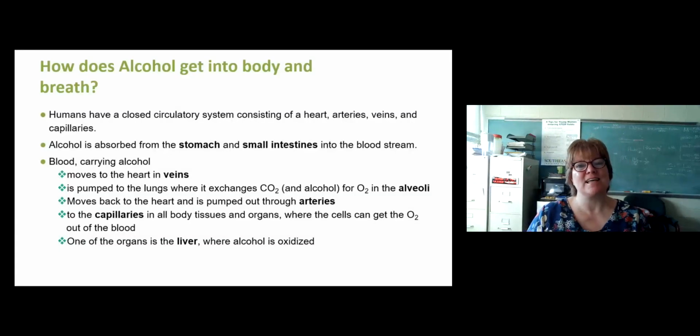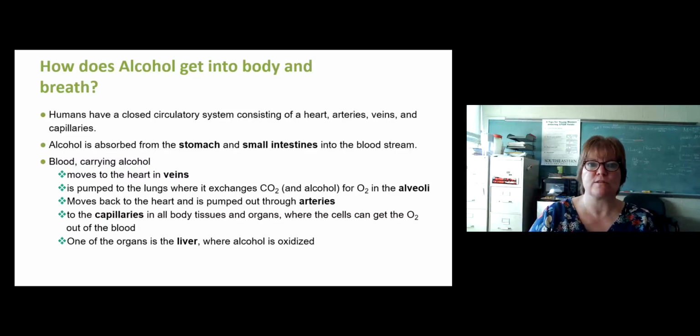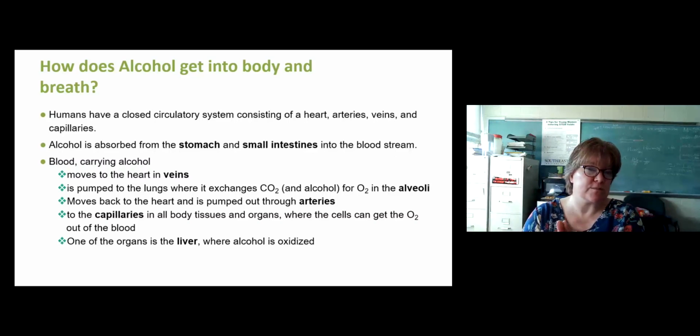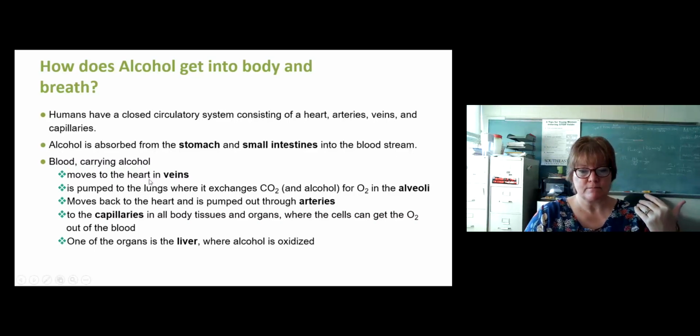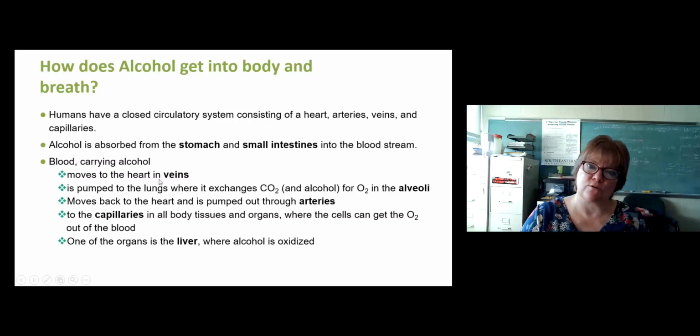So how does alcohol then get into our body and our breath? Remember, we talked about the circulatory system. This is referring to this distribution system. So we have a closed circulatory system, and we talked about how alcohol comes in through the stomach and then through the small intestines. That's in our digestive system, and then it enters the bloodstream. The bloodstream is the circulatory system. So wherever it would dump in, it would go to the heart in a vein.